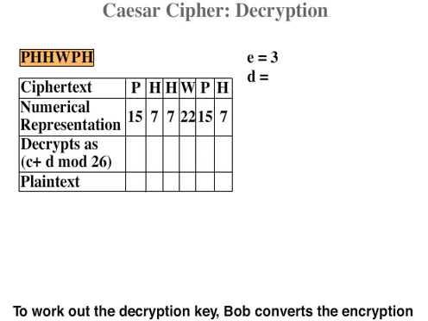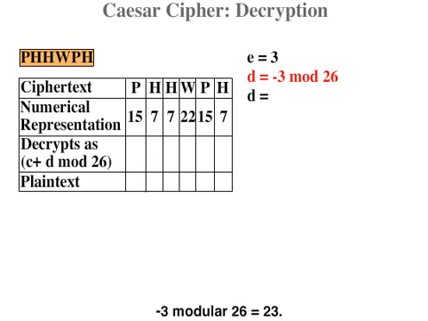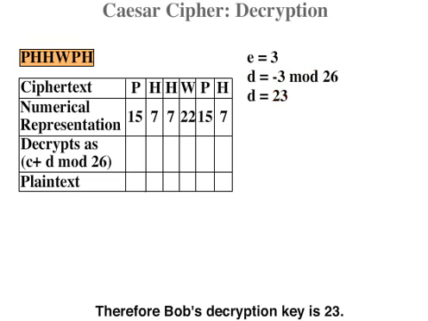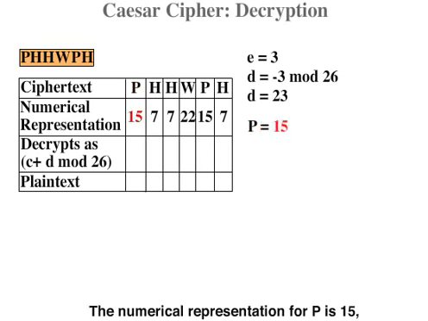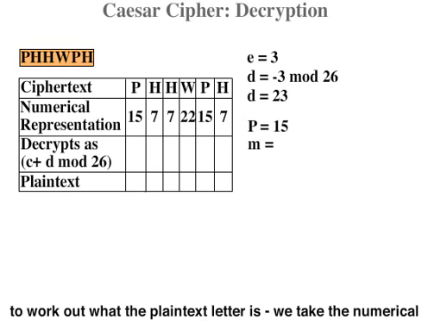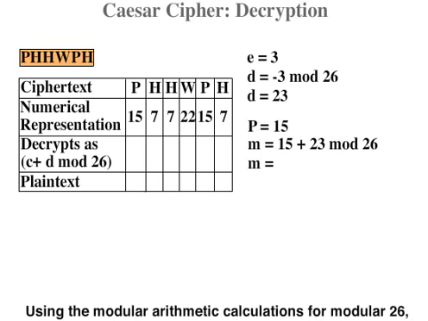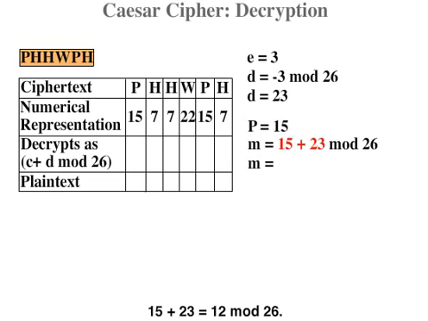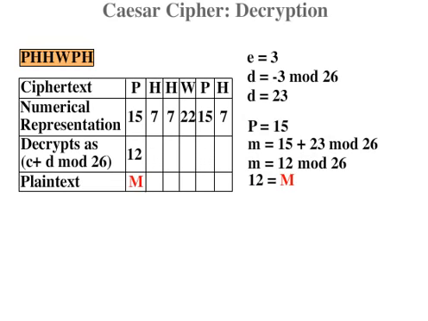To work out the decryption key, Bob converts the encryption key to a negative number, so it becomes -3. -3 modulo 26 equals 23. Therefore, Bob's decryption key is 23. Numerical representation for P is 15. To work out what the plaintext letter is, we take the numerical representation of P, 15, and add it to the decryption key, 23. Using the modular arithmetic calculations for modulo 26, 15 plus 23 equals 12 modulo 26. 12 is the numerical representation for M.